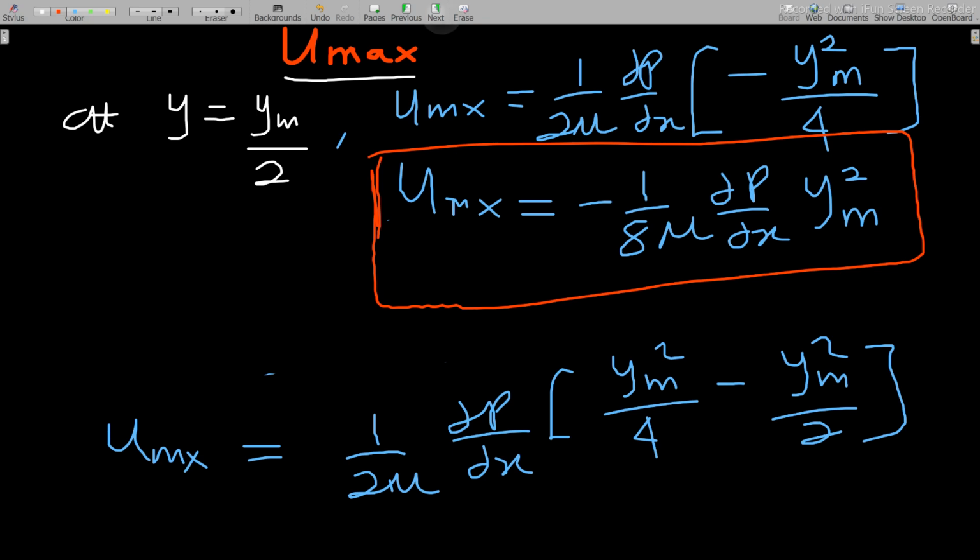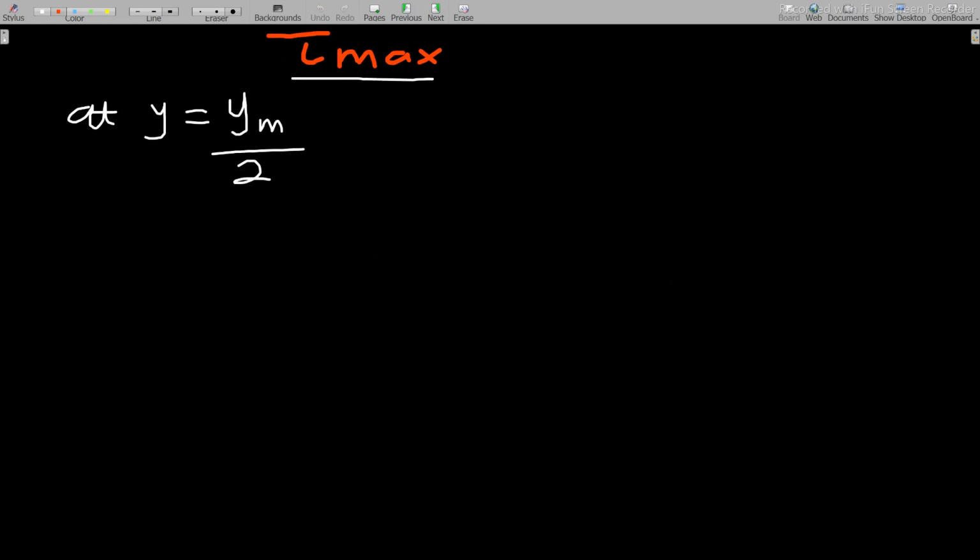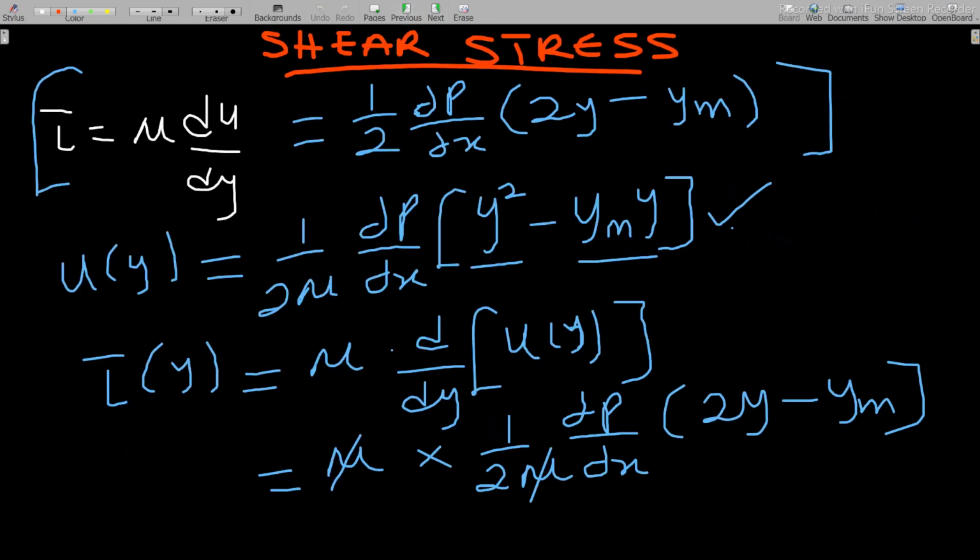Now let's go to tau max, meaning the maximum shear stress. If you go here, you know that shear stress is given by half del p del x, then times 2y minus ym. So I just have to write this formula back.